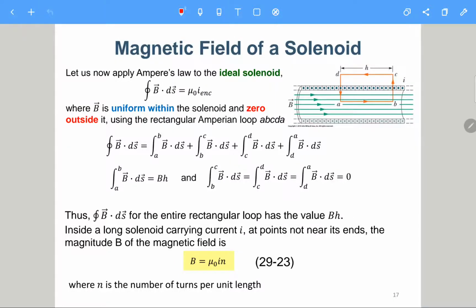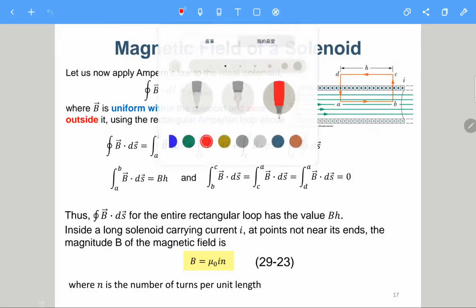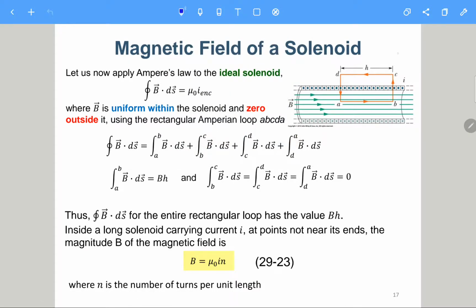So now we talk about how large is the magnetic field inside the solenoid. Still we will use Ampere's law to derive this. Different from before, we define the Ampere's loop to be a rectangular shape. Half of this rectangle is inside the solenoid, and half of it is outside this solenoid, and of course parallel to the central axis.